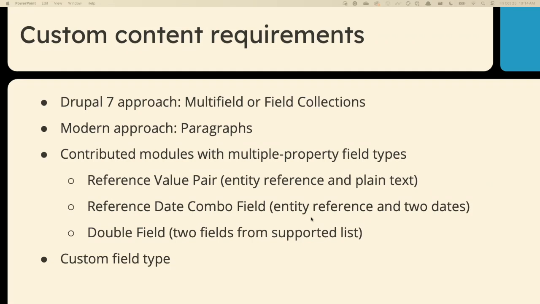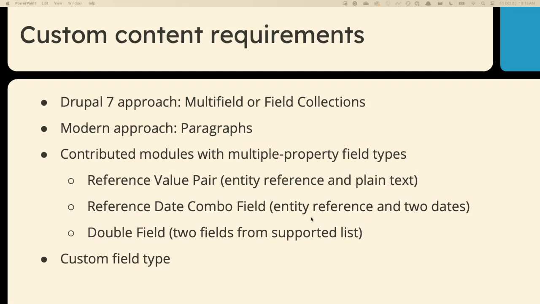So how would you do that if you were going to think about doing this for a hypothetical recipe site that you're building? Back in Drupal 7, we would have used something like field collections or multi-fields to make this sort of multi-property field. The modern approach would be, a lot of people like paragraphs. Despite its name, paragraphs basically provides a new entity type that allows you to create a paragraph. It's fieldable, so you can add fields to it, and then you reference that paragraph from your node, from your recipe node, for instance, in this case.